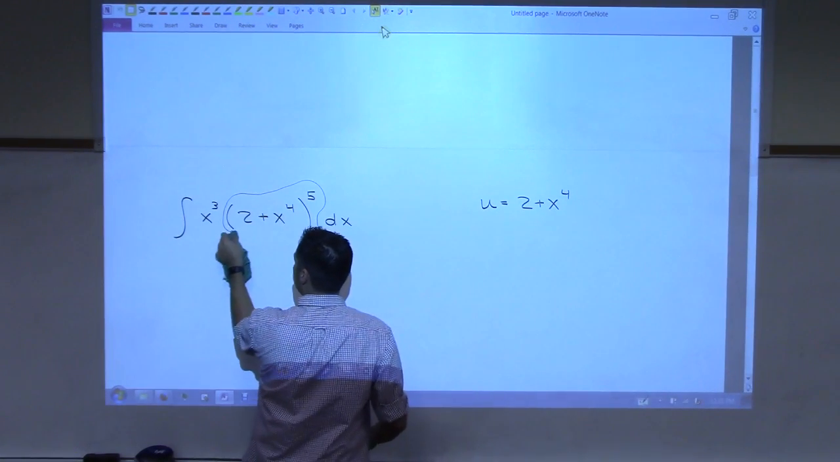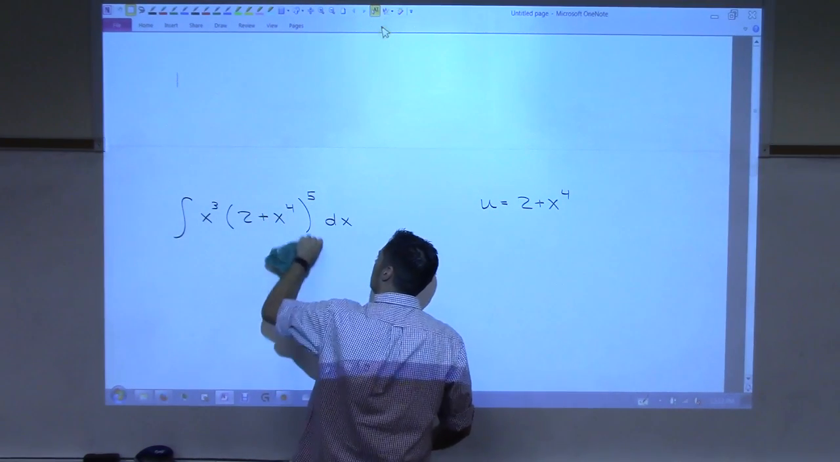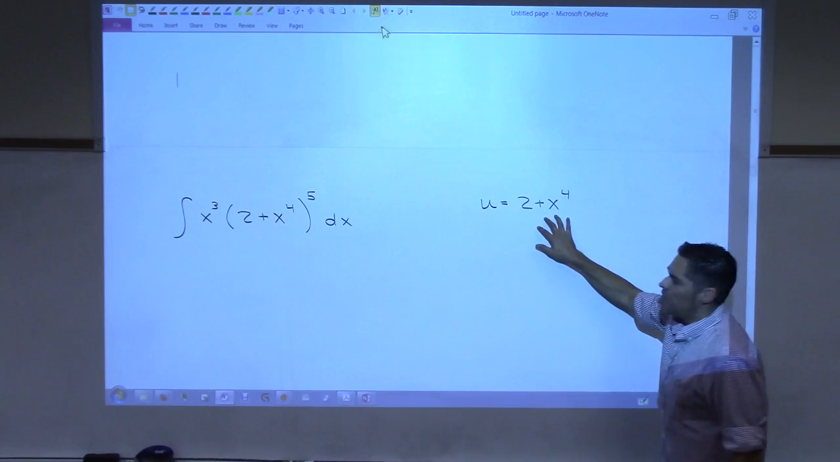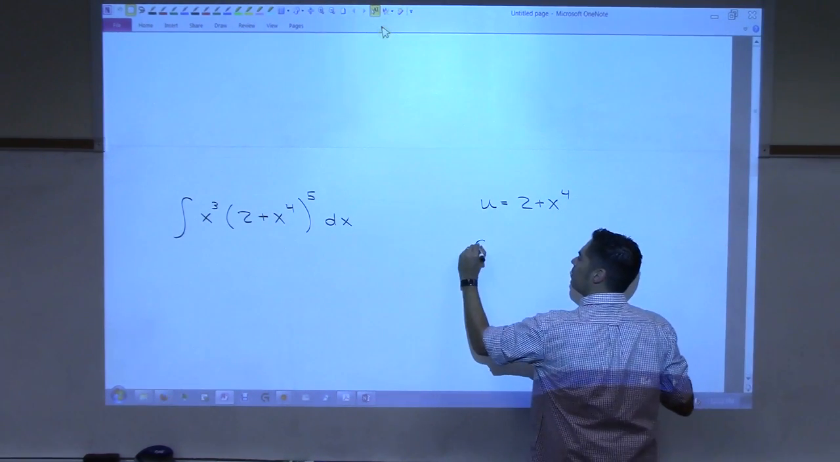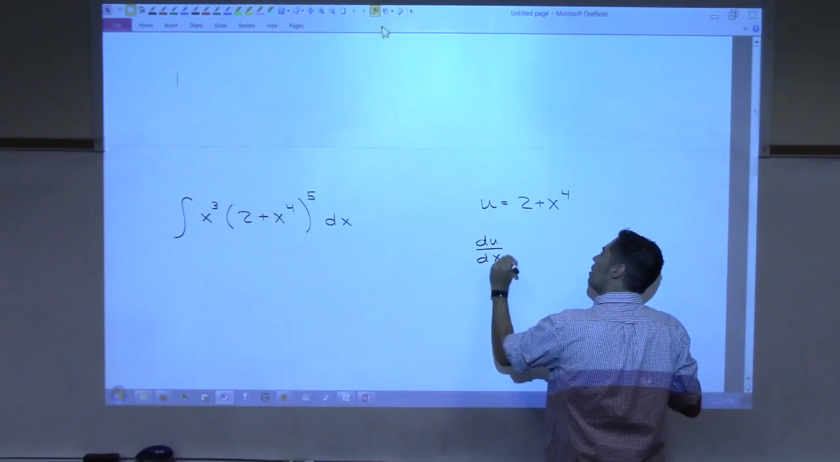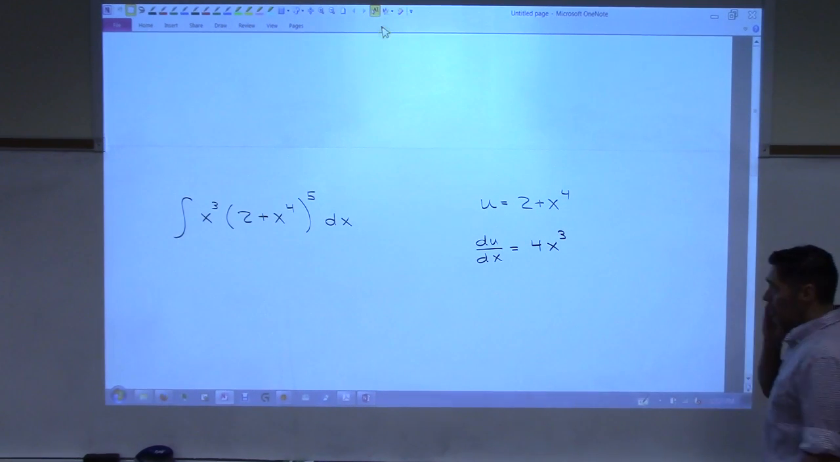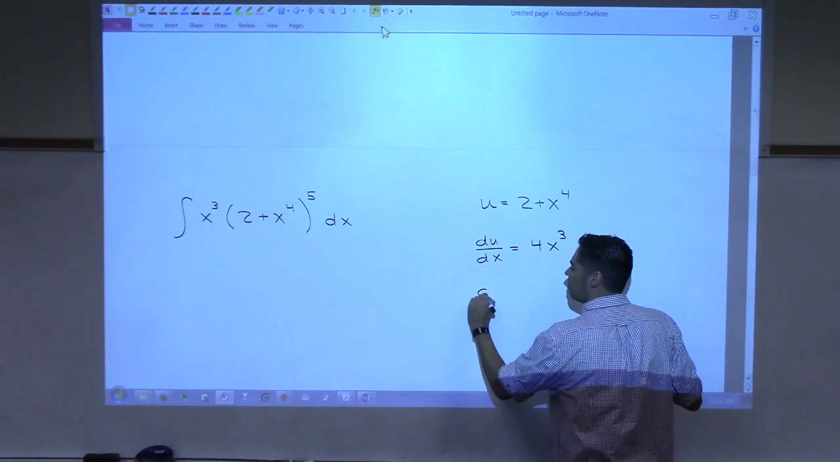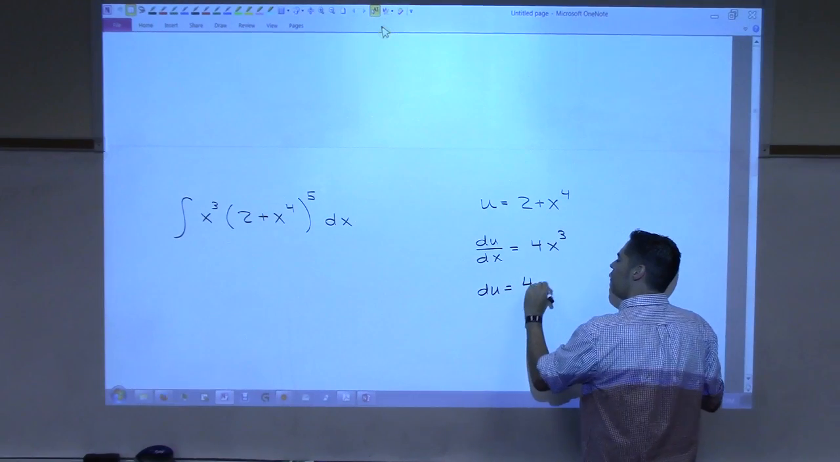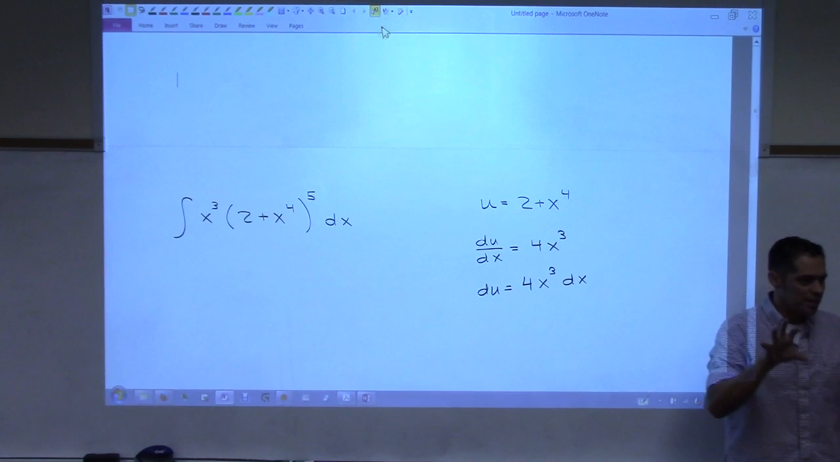All right, understand? Now that we have the u substitution set, what we're going to do here is take the derivative on both sides of this with respect to x. So du dx is equal to, like you said, 4x cubed. And then we're going to play a little game here. I always move the dx to the other side by multiplying both sides by the differential dx.